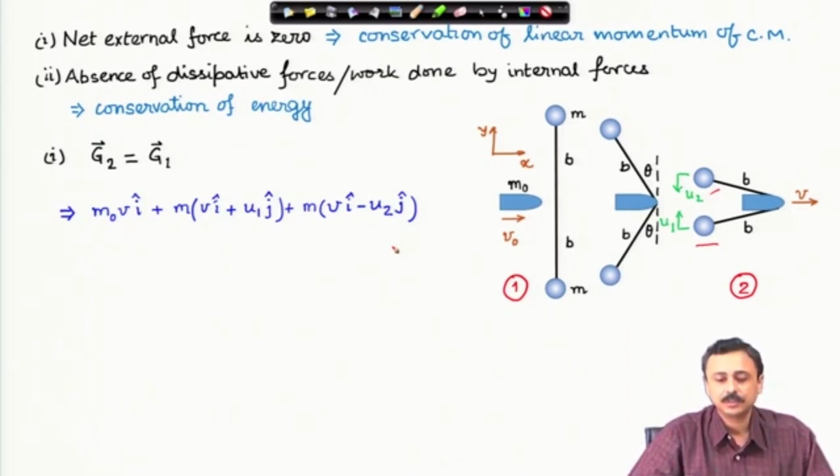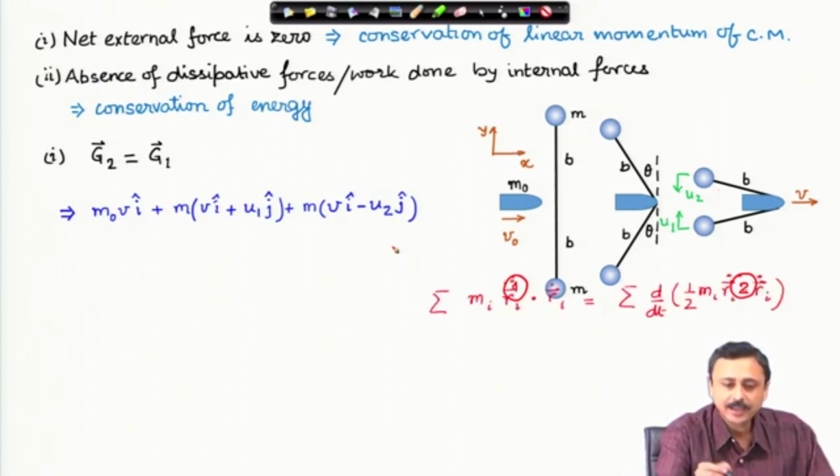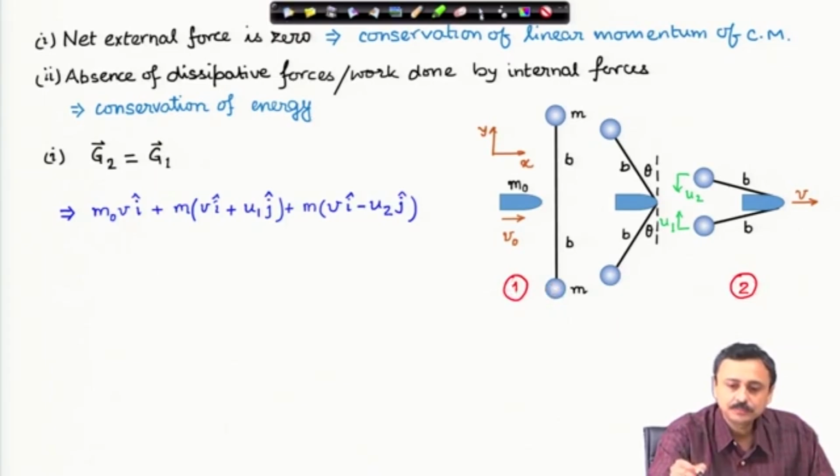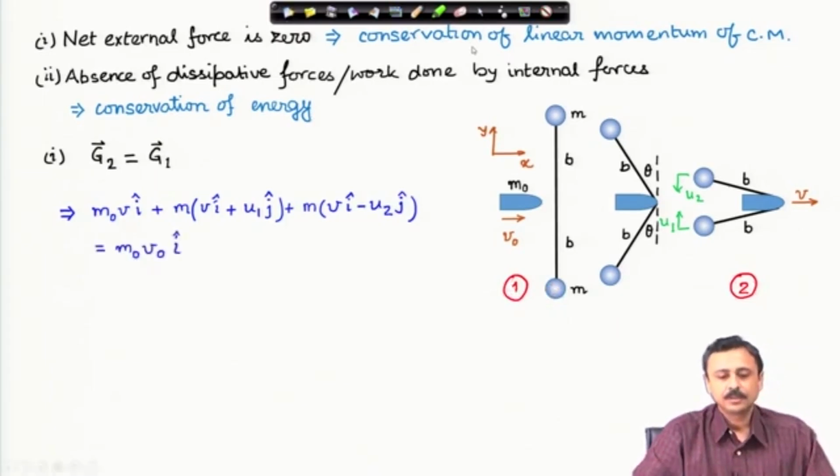the linear momentum is mass times this velocity, and this is the net linear momentum, the total linear momentum of the system in state 2, and that must be equal to the total linear momentum of the system in state 1, which is nothing but m naught v naught i cap. The spheres were not moving in state 1.